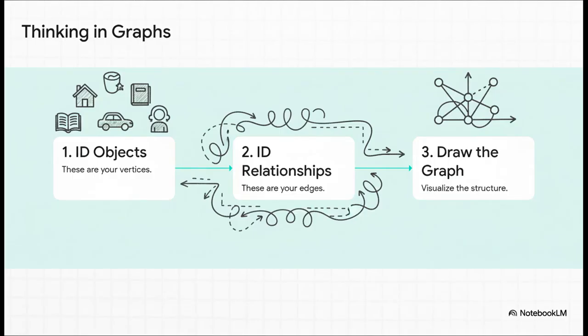And here's a really simple way to start. When you're faced with a problem, just ask yourself 3 questions. 1, what are the main things or objects here? Those are your vertices. 2, how are they connected or related? Those are your edges. And 3, let's draw it. Just seeing the picture can often show you the answer right away.